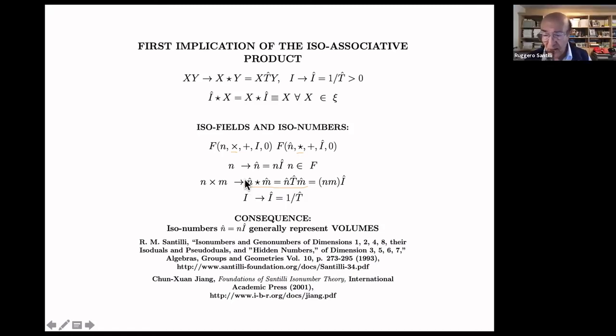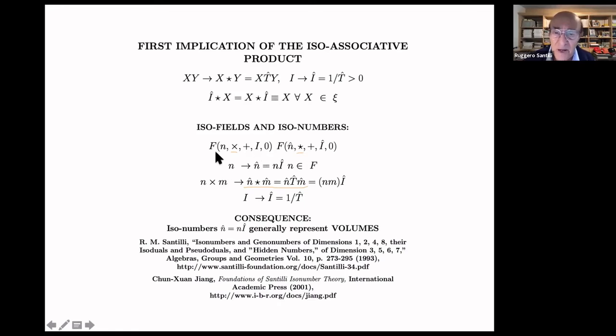See, here you have an isotopic element on the hat. And here you have an isotopic, iso multiplication, iso unit. Here you have the isotopic element. They cancel out. So what you end up with is nm multiplied by the iso unit, which is an iso number. So multiplication of iso numbers gives you iso numbers, for all possible n and m as in the original field, for the totality of the elements. If you look carefully, you will verify the totality of the axiomatic conditions of a numeric field are verified under those simple conditions.